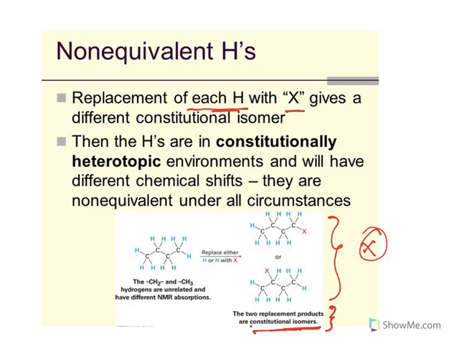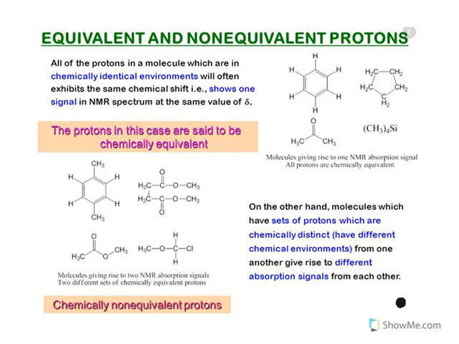Keep this in your mind whenever you solve anything. Replace a proton with X and you will get the idea whether they are equivalent or non-equivalent. If by replacing you get a similar kind of constitutional isomer, they are equivalent. If they are not similar, 2 different constitutional isomers, then they are non-equivalent.